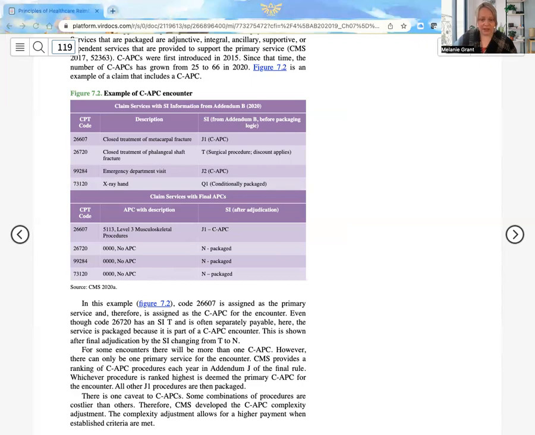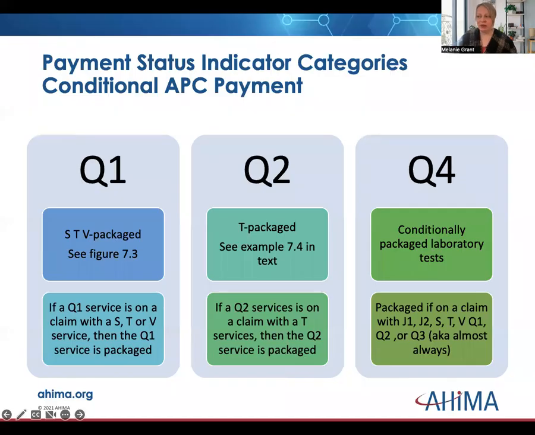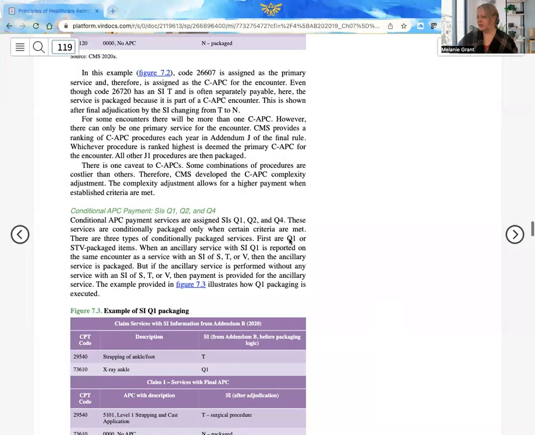Now, if that's not clear as mud, we have different breakdowns of conditional payments as well. Status indicators Q1, Q2, or Q4 each have separate types of payments for what's called a conditional APC payment. Again, this is going to be areas where specific types of services will apply depending on your type of facility. So you'll either always work with these or probably never see them again after this video. We have some examples in our figure 7.3 and example 7.4 of what these look like. So let's go down to these now.